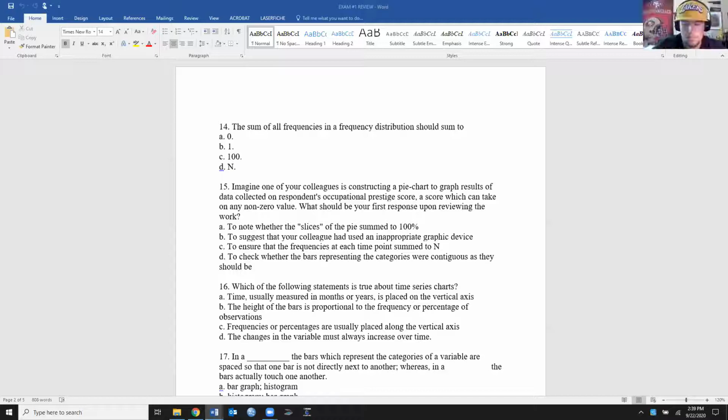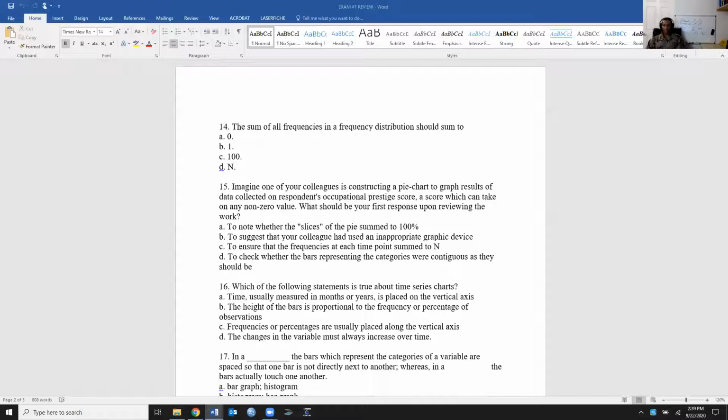Now, you can look at some of the other responses. B, to suggest that your colleague had used an inappropriate graphic device. If you have nominal and ordinal level data, and respondents' occupational prestige score is actually ordinal level data, then a pie chart or a bar graph is an appropriate graphic device. So that's not the answer. C, to ensure that the frequencies add up to the n, is not the correct answer because, as I stated already, you typically don't want to put frequencies into a pie. And then D, to check whether the bars representing the categories were contiguous as they should be. Again, we don't even have a bar graph, so that one doesn't even make sense. So that's certainly not the answer as well.